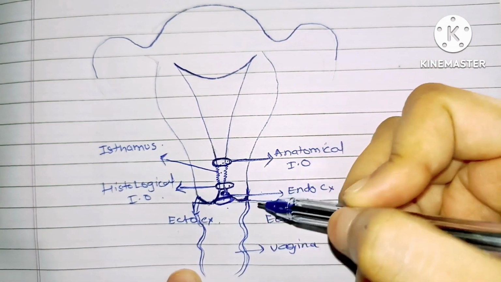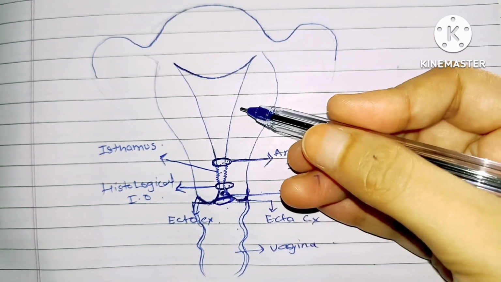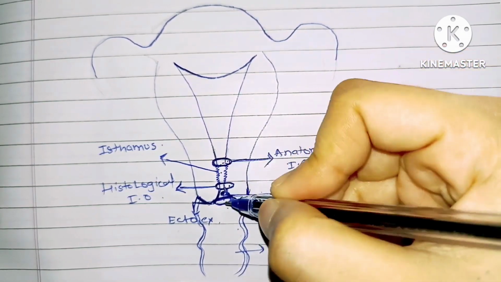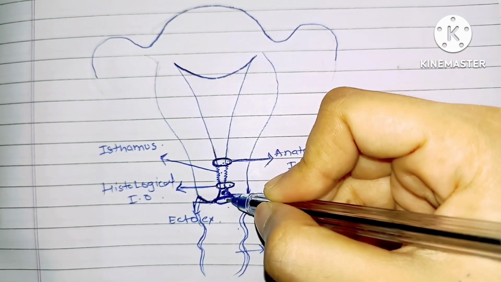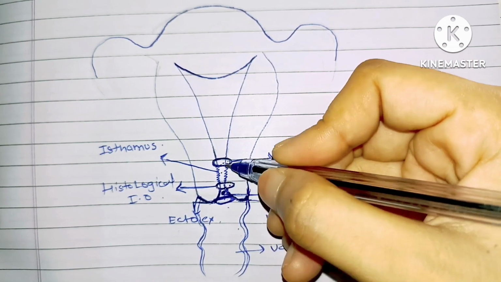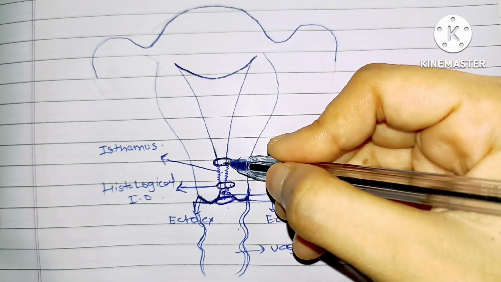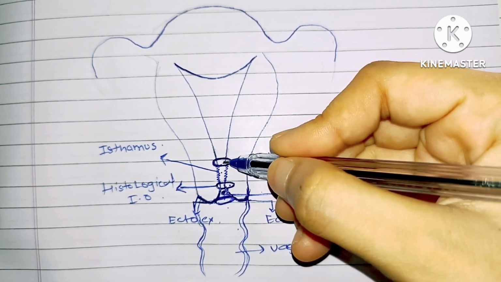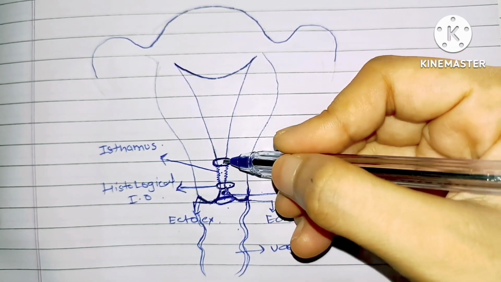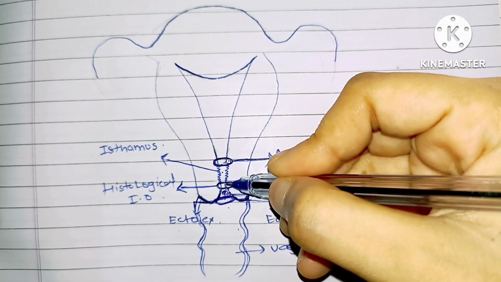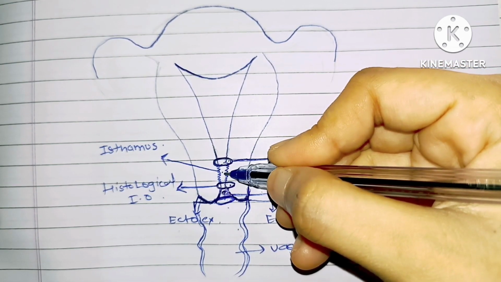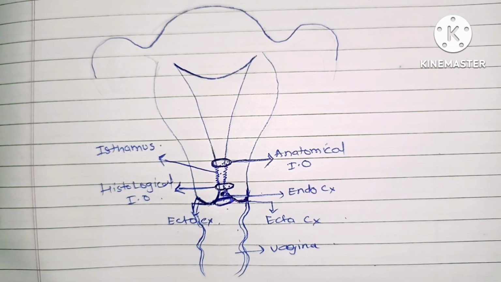So you can see that this is the vagina, this is the uterus, this is the external os, and this is the internal os. This is the histological internal os, and this is the anatomical internal os. And the area between the anatomical internal os and the histological internal os is called the isthmus.